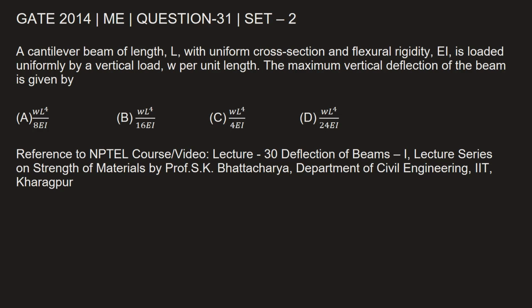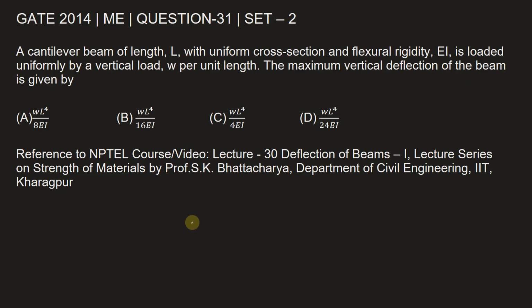This question is from GATE 2014 Mechanical Engineering paper, question number 31 of set 2. A cantilever beam of length L with uniform cross section and flexural rigidity EI is loaded uniformly by a vertical load W per unit length. The maximum vertical deflection of the beam is given by dash.